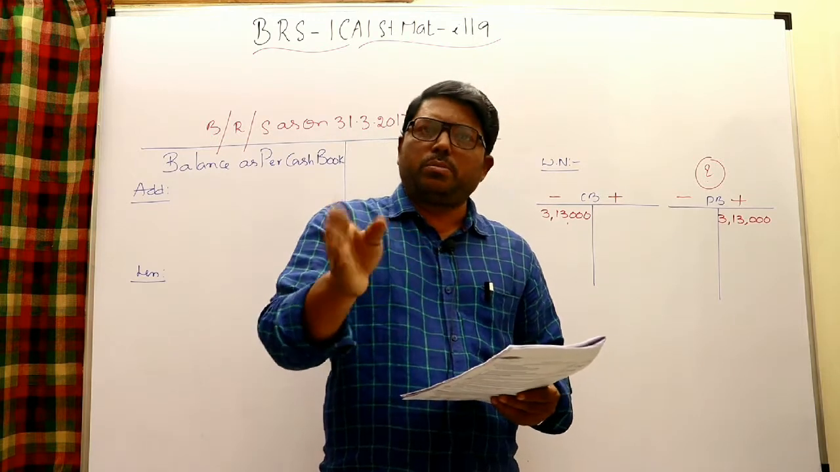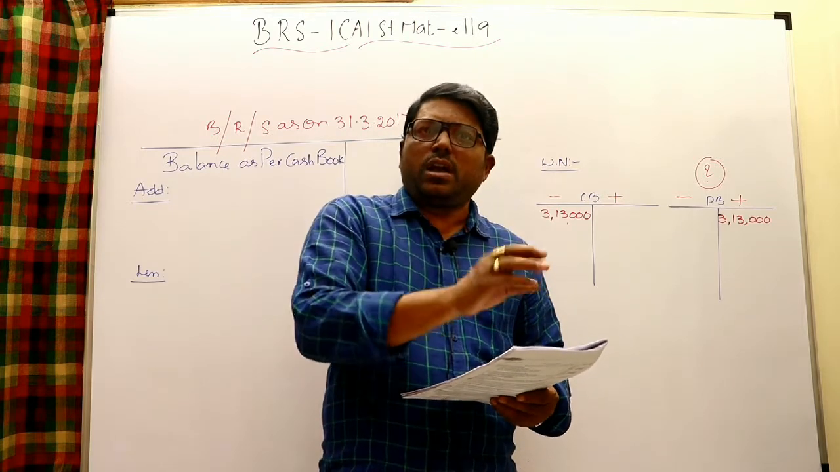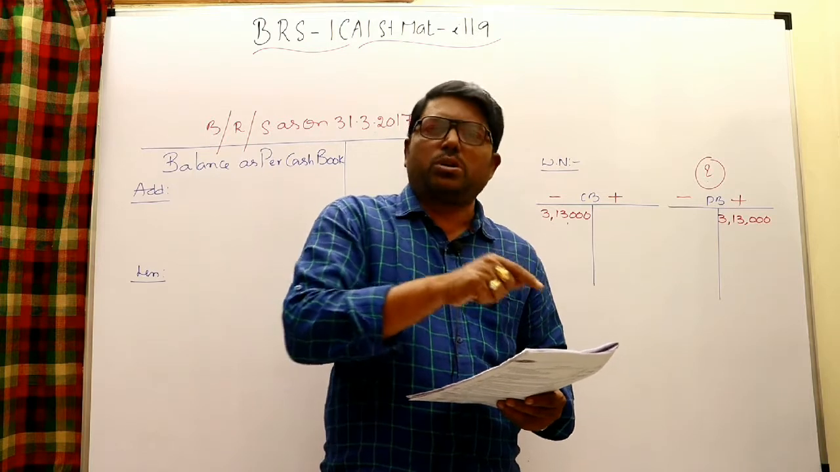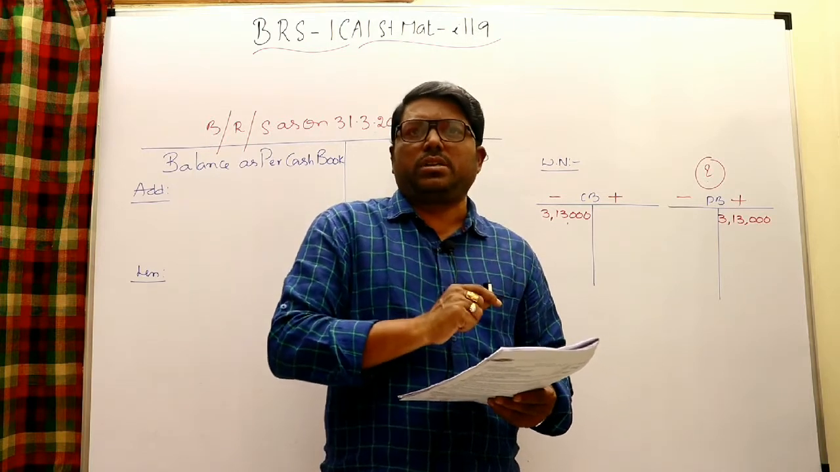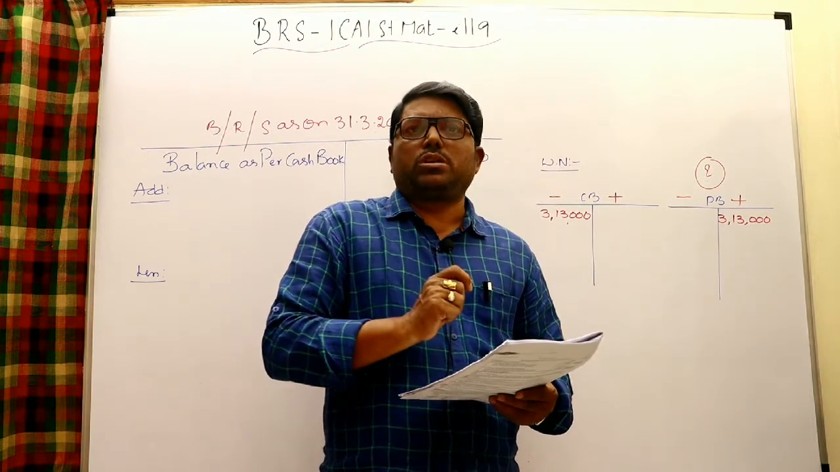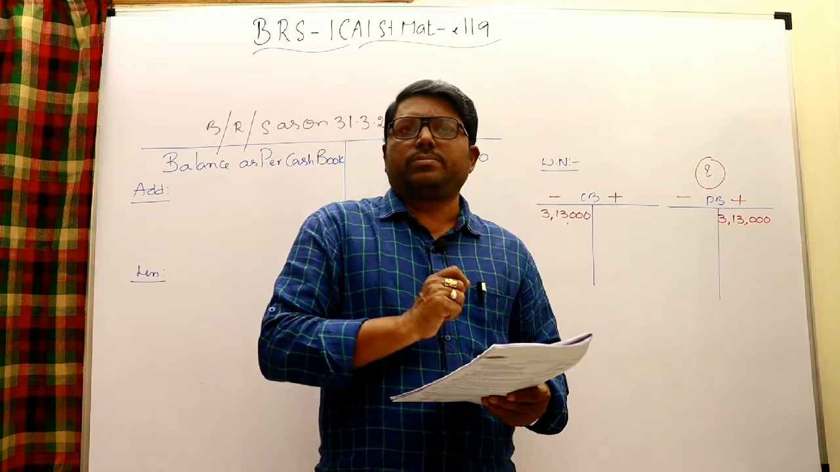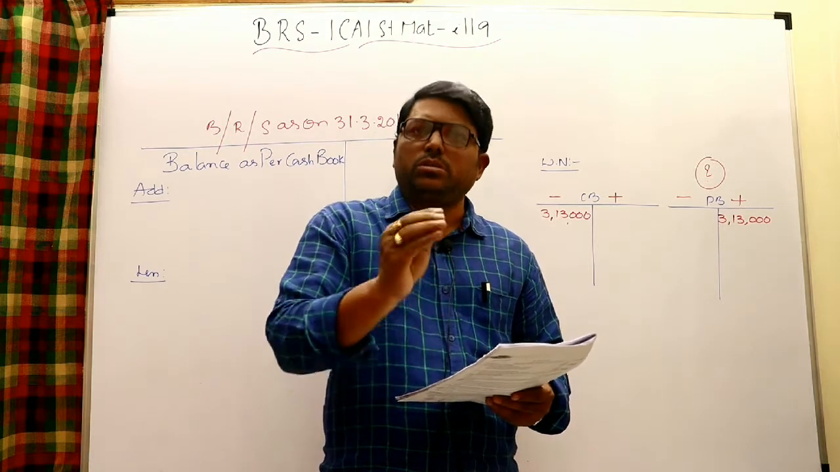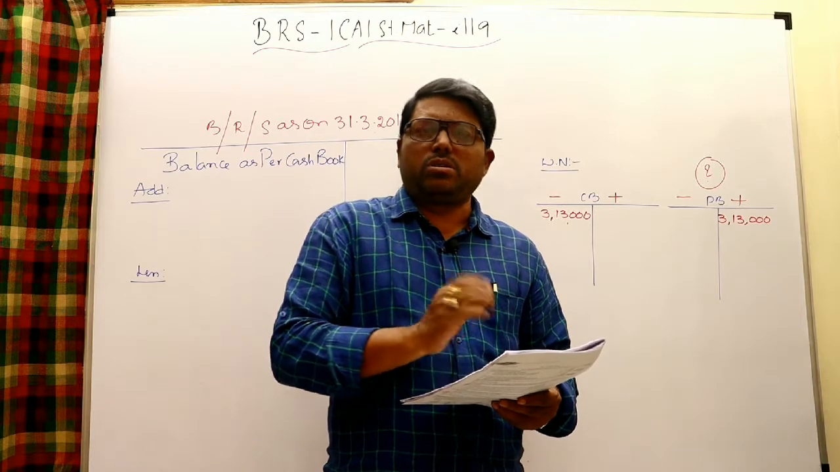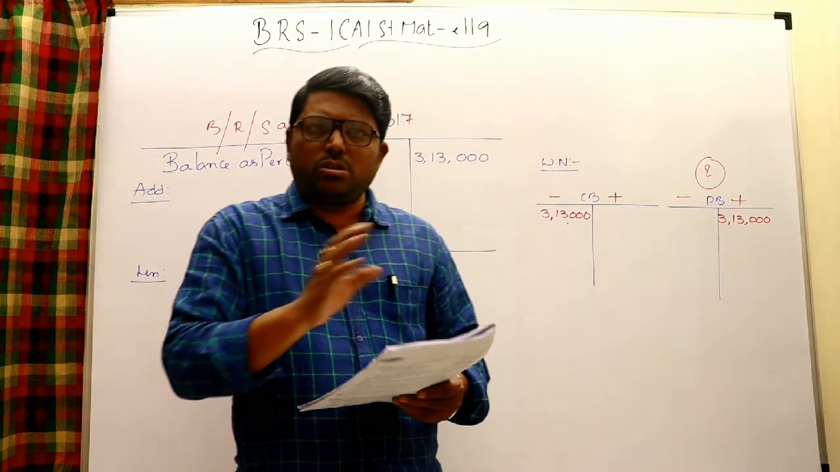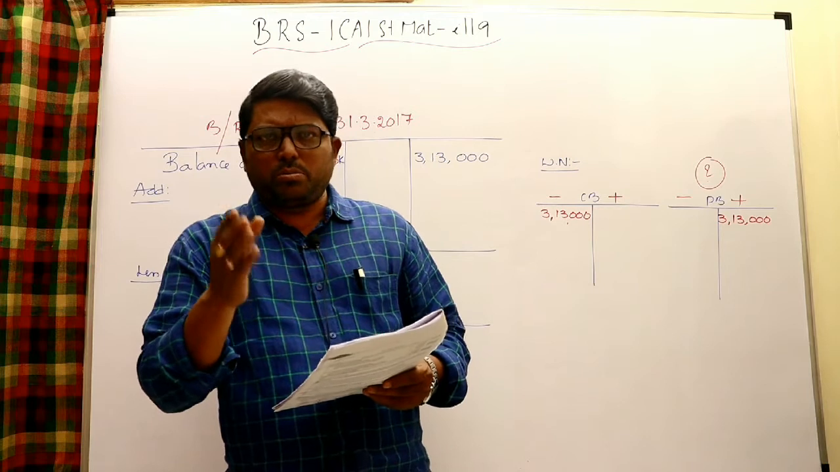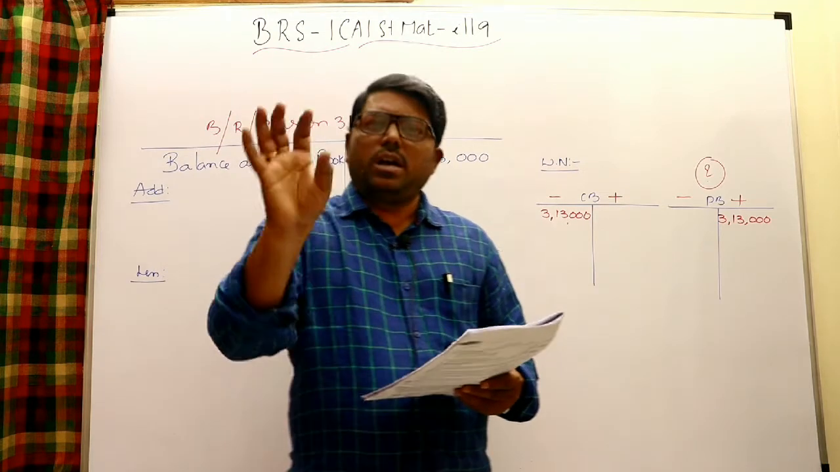Identify all the items: deposited but not collected, issued but not presented, customer directly deposited into the bank, bank charges recorded in the passbook only, something like insurance paid by the bank. These kinds of differences you can notice by comparing cash book to passbook and passbook to cash book. Note them down on a particular page, and by them you can prepare a BRS.